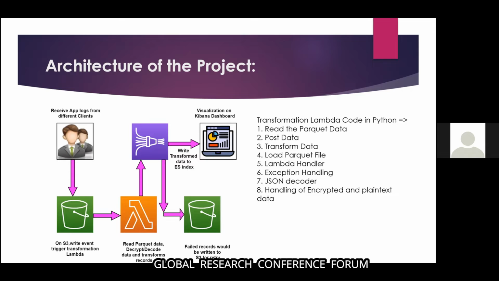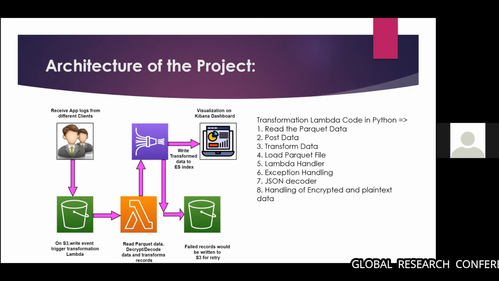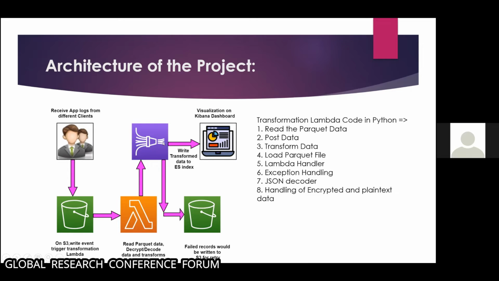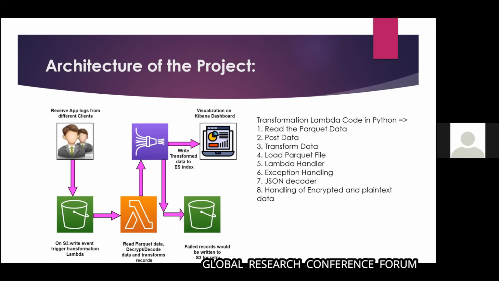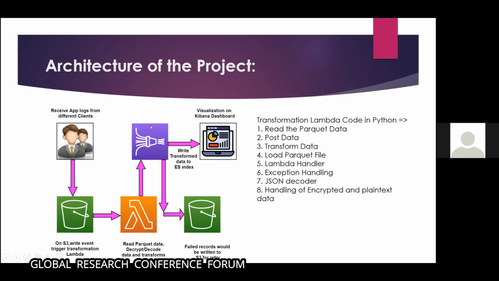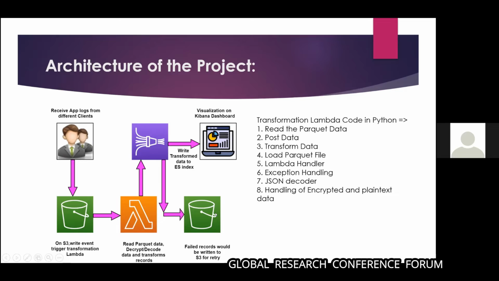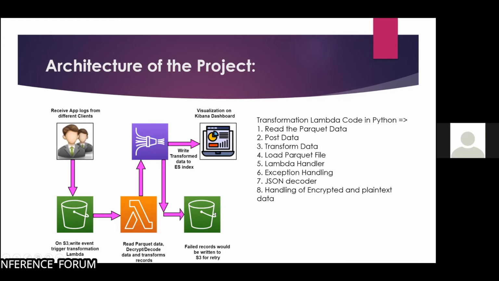It will decrypt or decode the data which is in encoded form, and transform the record to the Kinesis Firehose. From that, the correct, transformed data will be displayed on the dashboard. And if there is any issue in this data, the failed records will be sent to S3 for retry. Afterwards, we can retry them, or we can analyze why the record failed.